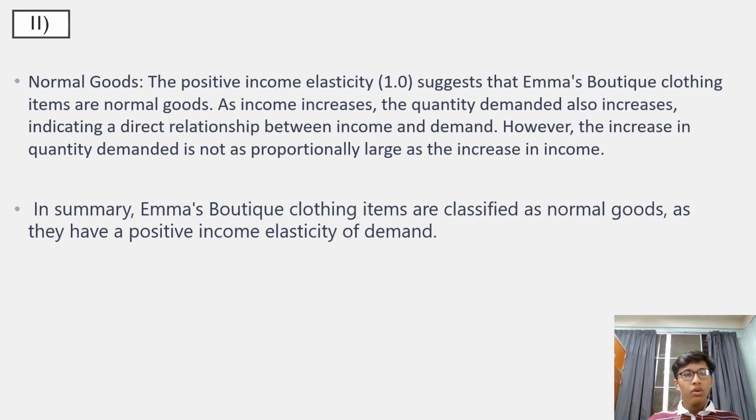Okay. So for the question, what is a normal good? The positive income elasticity suggests that Emma's Beauty clothing items are normal goods. As income increases, the quantity demanded also increases, indicating a direct relationship between income and demand. However, the increase in quantity demanded is not proportionally as large as the increase in income. In summary, Emma's Beauty clothing items are classified as normal goods as they have a positive income elasticity of demand. So that's all the answer for this question.